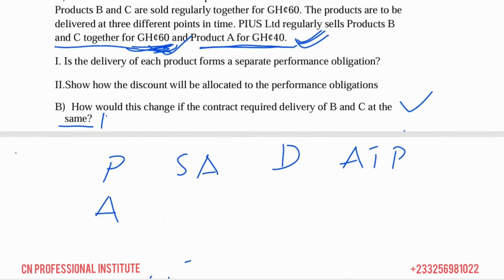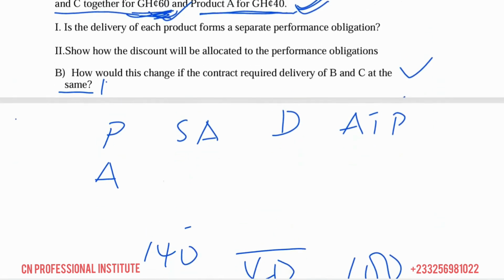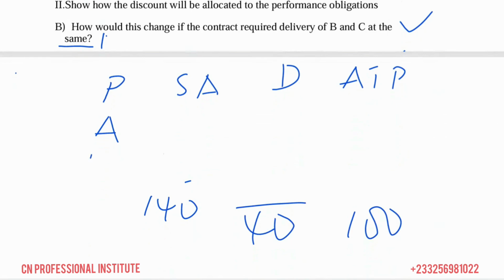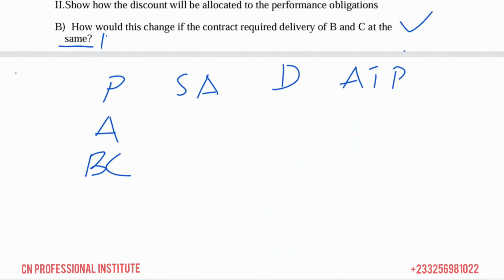A is delivered at a different point in time. We are using the same question, just that B says we should assume that B and C are delivered at the same time. So if B and C are delivered at the same time, then A is delivered at a separate point in time, so A will form a separate performance obligation. But B and C, because they are delivered at the same point in time, form the same performance obligation. So we put B and C together as one performance obligation, not separate ones. So we put it here.